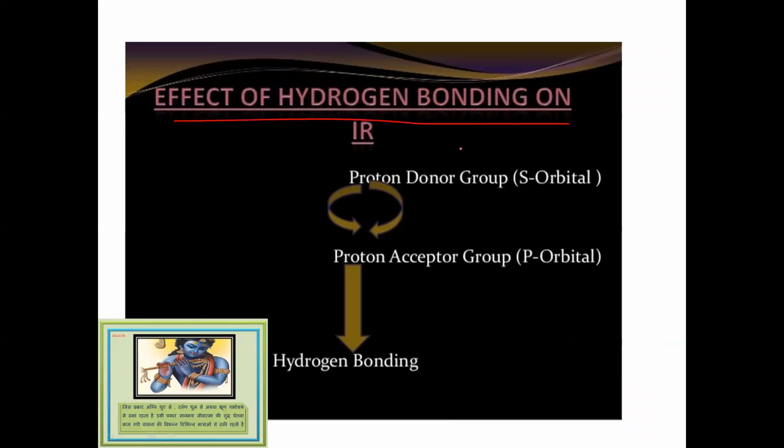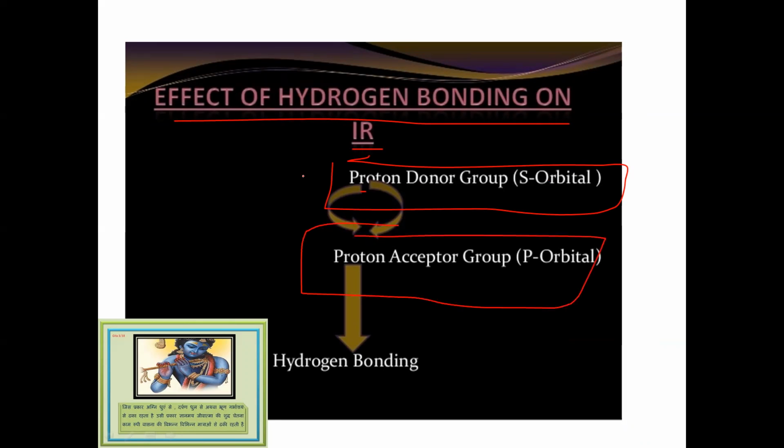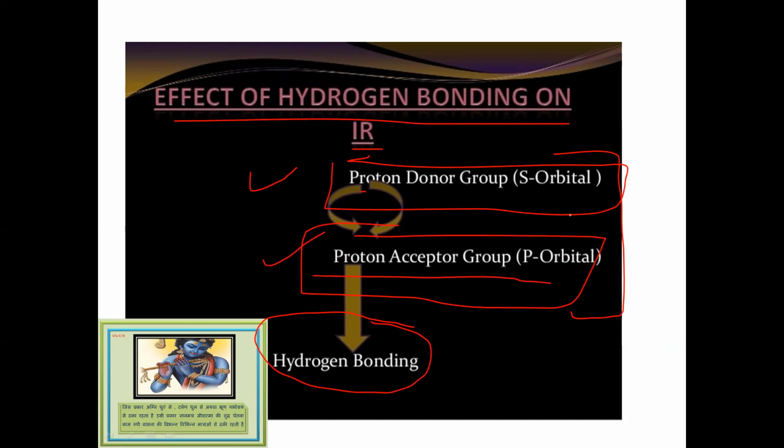Next, we'll talk about hydrogen bonding. It is a very important topic, and the effects of hydrogen bonding on IR. Hydrogen bonding depends on the proton donor group, you can say s orbital, and the proton acceptor group, meaning p orbital. So, which is the donor here? The s orbital. Which is the acceptor here? The p orbital. So for hydrogen bonding, two orbitals are necessary. One is the s, the proton donor group, and another is the proton acceptor group, meaning p orbital.